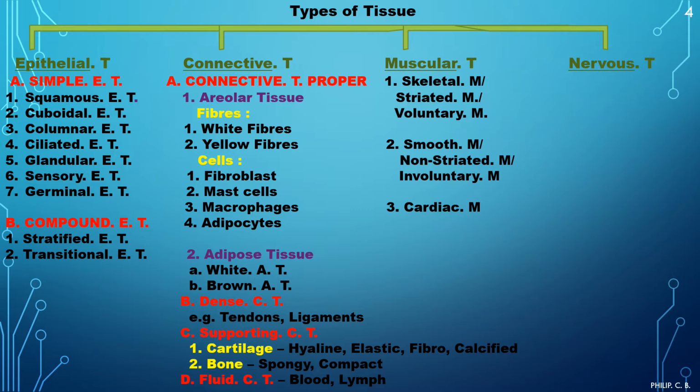The third type is supporting, as the name suggests, it has got cartilage and the bones. Cartilage itself has got four types: hyaline, elastic, fibro and calcified, whereas bones have two types: spongy and compact. Whereas the fourth type, the fluid connective tissue, consists of the blood and the lymph, which we'll be learning in detail about the components of blood in the chapter circulation. Okay, and then the remaining two types are the muscular, which consists of skeletal, smooth and cardiac, and the nervous tissue, which we will be learning in the third part of the chapter.